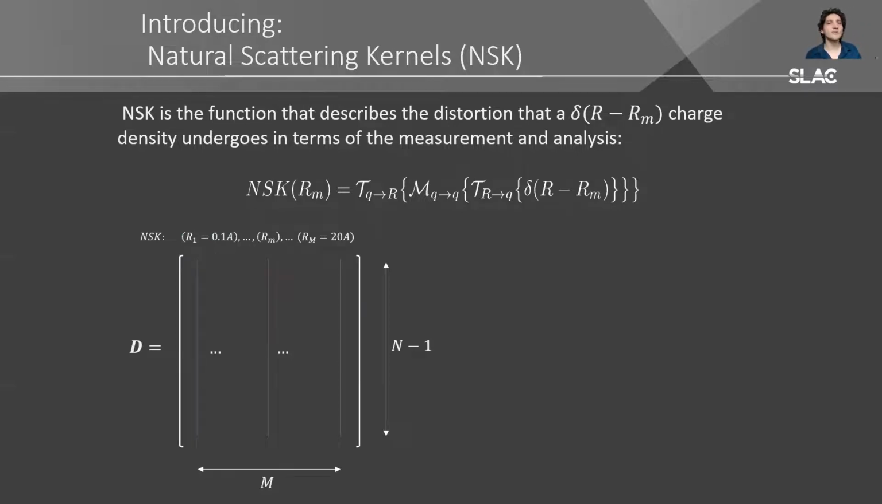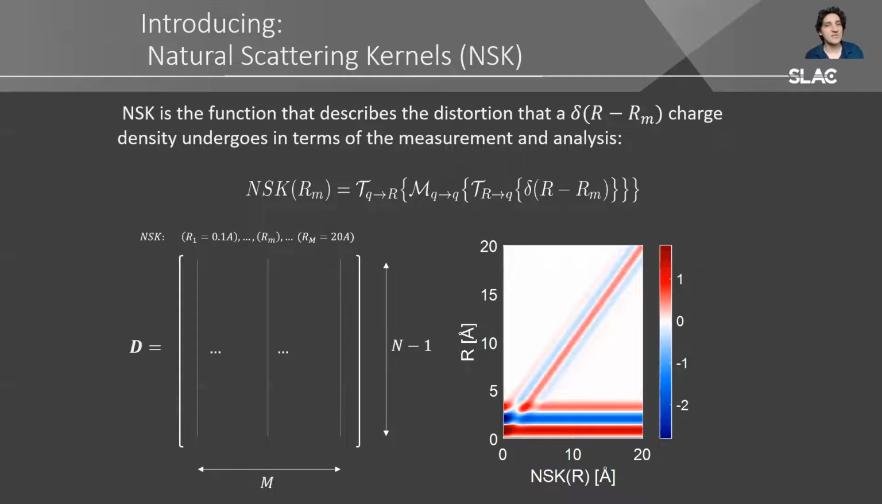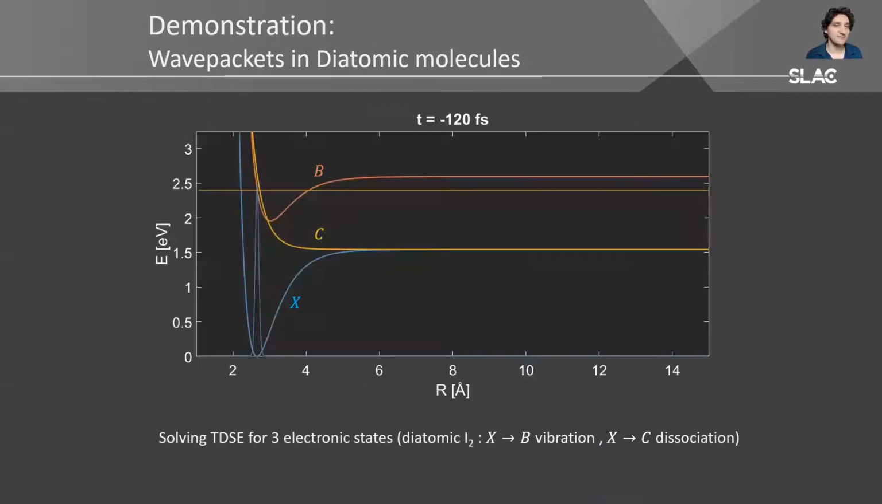Now we can form a dictionary of these kernels, sampling endpoints along a range of distances, for example, from 0.1 to 20 angstroms, where each kernel waveform is composed of points given by the detector discretization and analysis. This is how such a dictionary looks for the example given before. The challenge now will be to use it to express the measured signal under the measurement constraints.